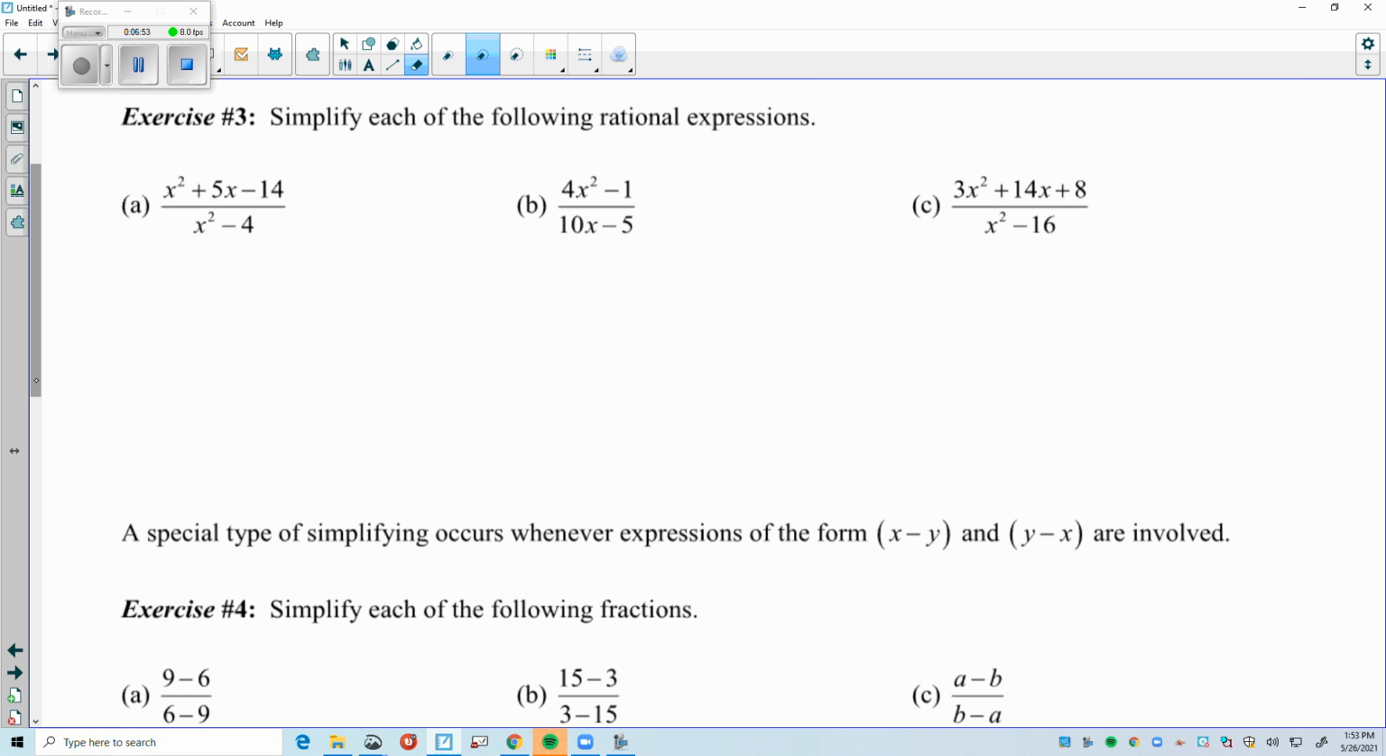Looking at the numerator, I can factor this into 2 binomials. Okay, I'm trying to find something in this one that's going to multiply to be negative 14 and add to be 5. So I can see 7 and 2 would work. The sign of the middle term, which is positive, goes with my larger factor. So 7 times negative 2 gets me a negative 14. And if I add them, that gets me 5.